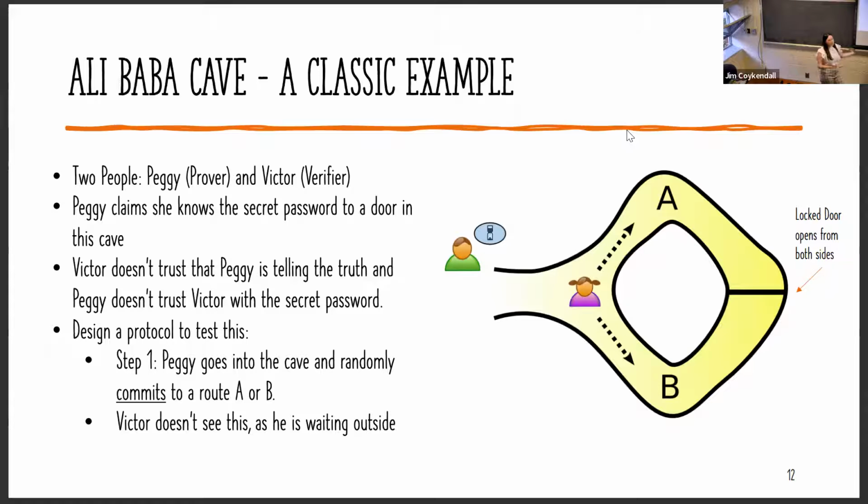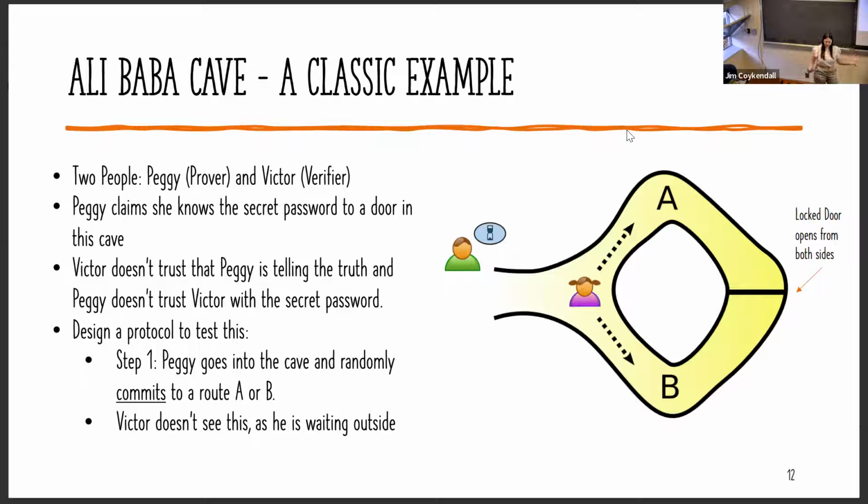So Victor doesn't trust that Peggy's telling the truth. Why would he? He doesn't know her. And Peggy doesn't trust Victor with the secret. What's the point of knowing the secret password if you're just going to tell everybody? So they're going to design a zero-knowledge interactive protocol so that Peggy can prove to Victor that she knows the password without Victor learning anything else about the password.